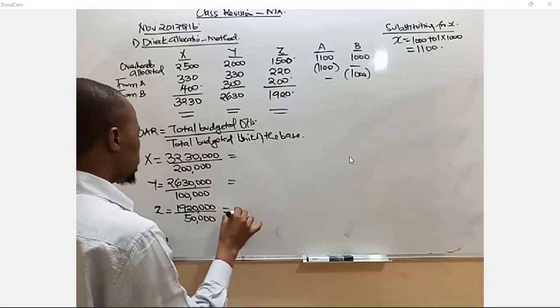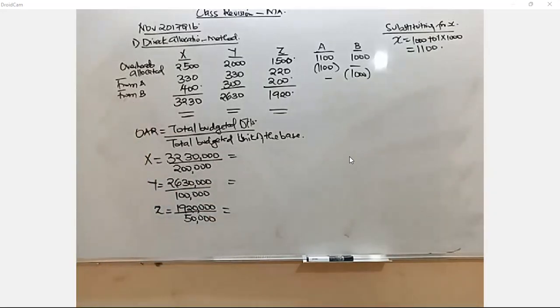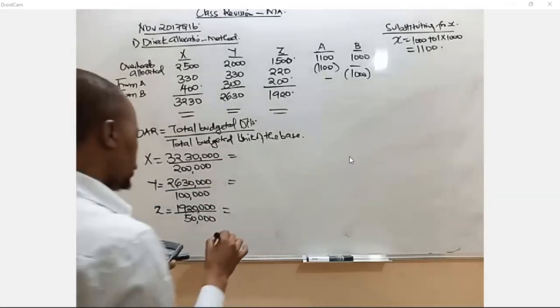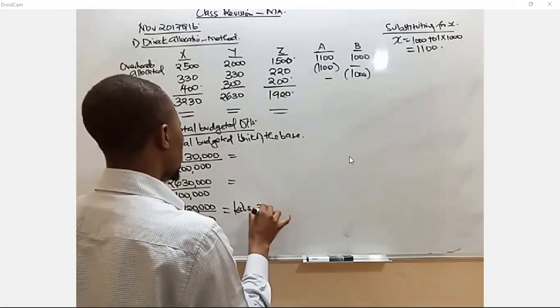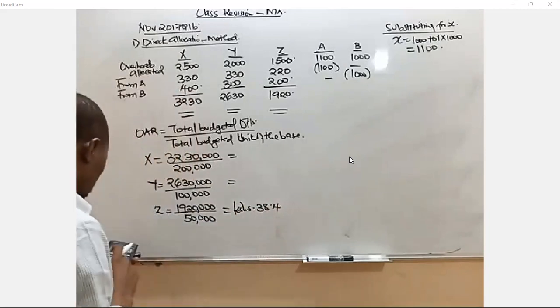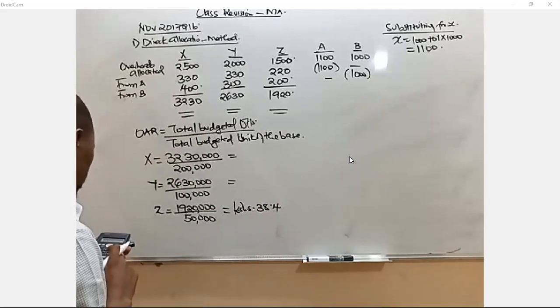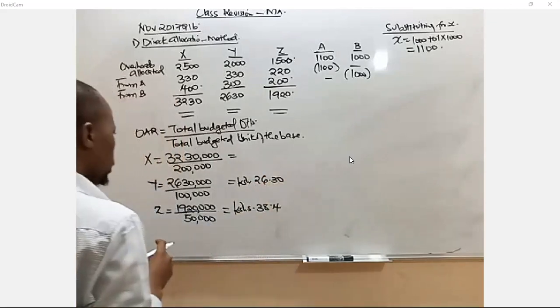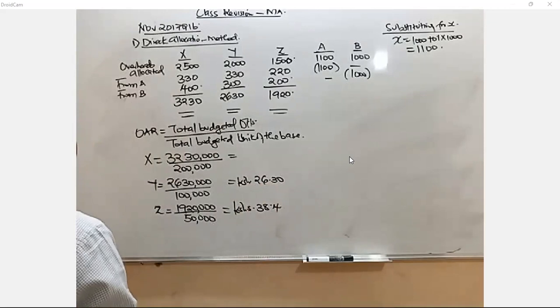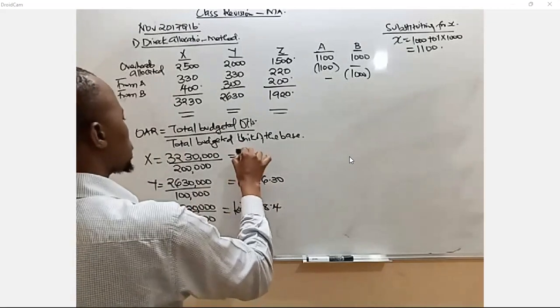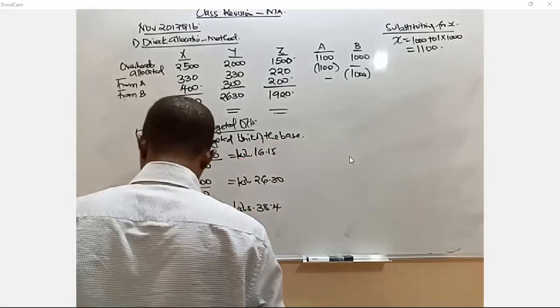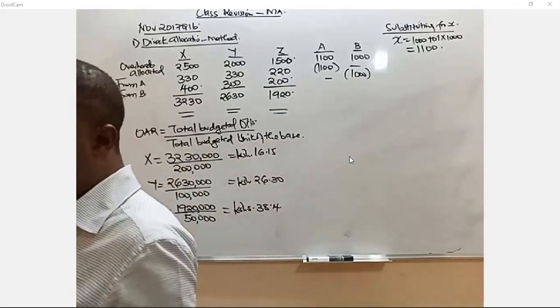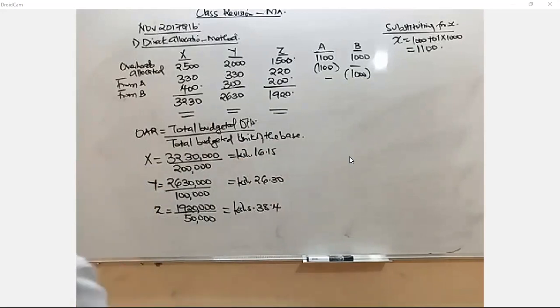Take your calculator. Be able to get out of this. So it is very simple. 1920 divided by 50. The first one will be Kenya shillings 38.4. The second one will be 2630 divided by 100, getting 26.30. The other one will be 3230 divided by 200, getting Kenya shillings 16.15. That is how the questions of the overheads are supposed to be done and allocated accordingly.